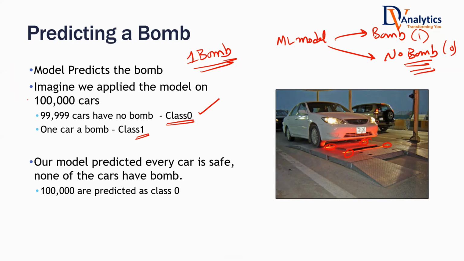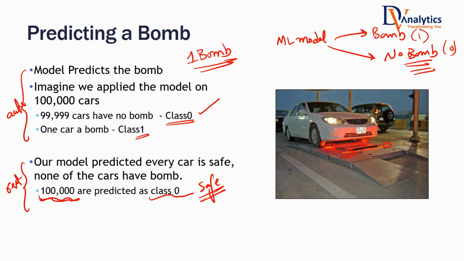Now this is the actual value. This is the result after applying the model. What did our model predict? When I made all the cars go through this model, the model predicted that all the 1 lakh cars are class 0. What do you mean by class 0 here? The model is predicting all the 1 lakh cars have no bomb, safe. Right? Shall we find out the accuracy of this model now?